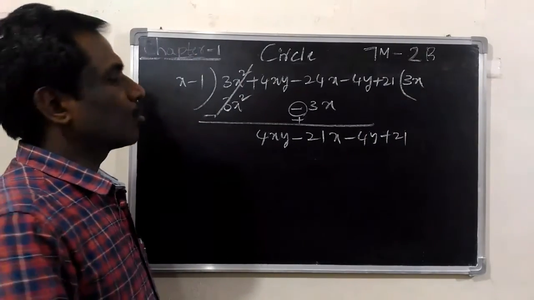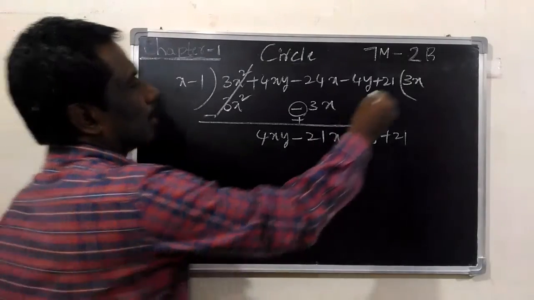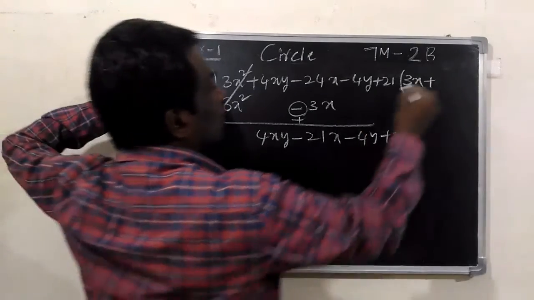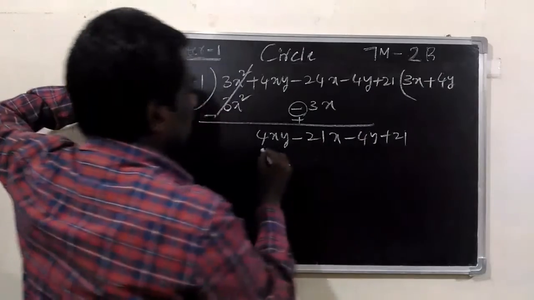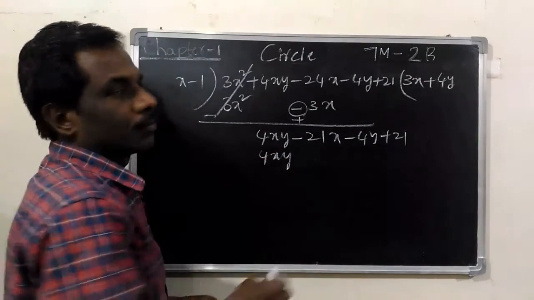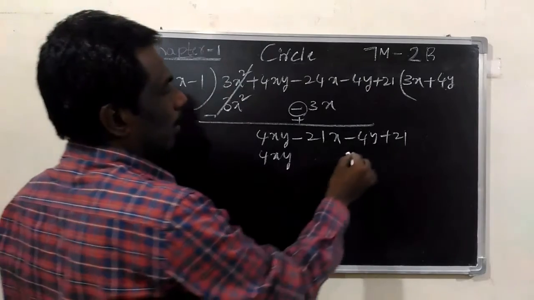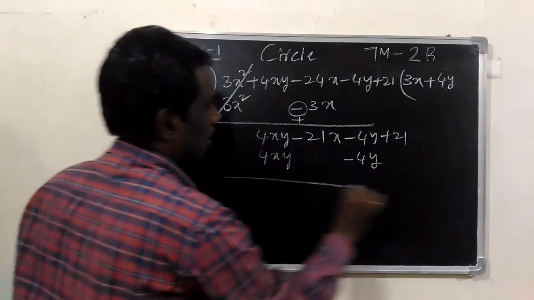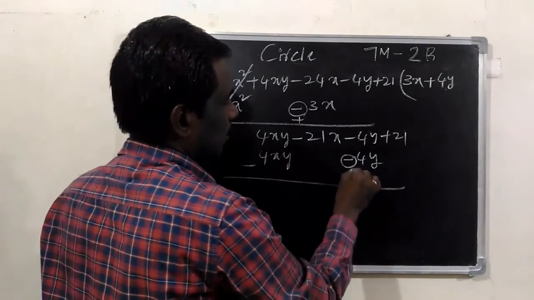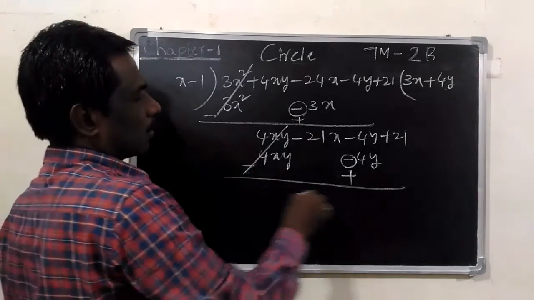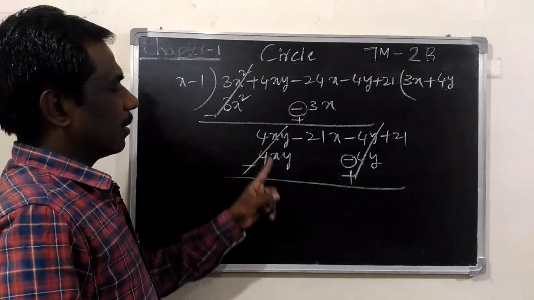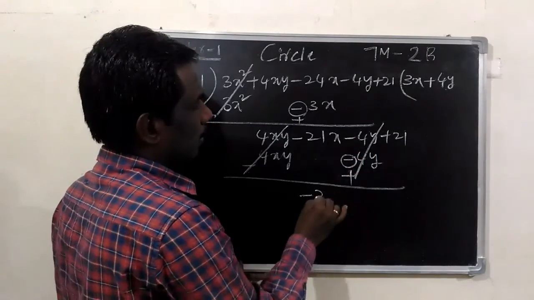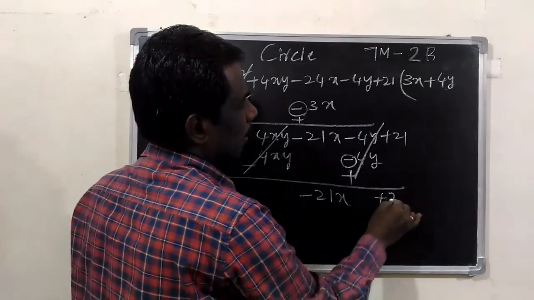And the next second quotient, here it is 4xy. So then here it is 4y, x is a divisor. So x into 4y is what? 4xy. The same 4y is multiplied with minus 1, minus 4y. Minus, and this changes as a plus. Minus changes as plus. So these both get cancelled. 4xy gets cancelled, and minus 4y plus 4y gets cancelled. And remains minus 21x, and this is plus 21.